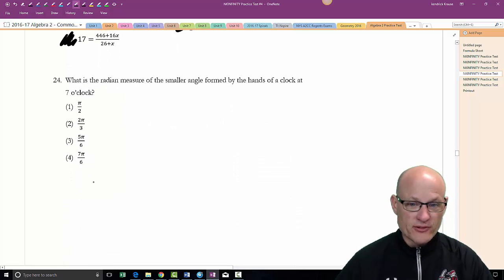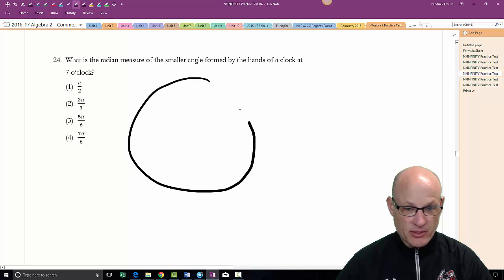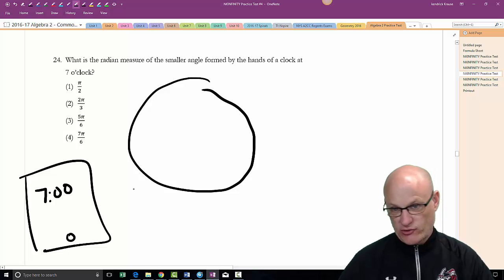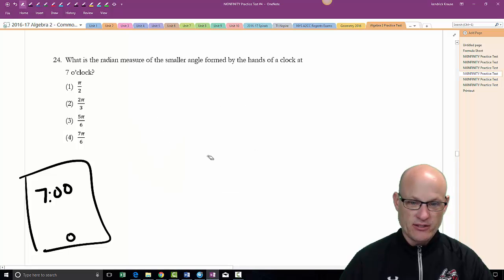This problem always freaks kids out. What is the radian measure of the smaller angle formed by the hands at 7 o'clock? First of all, the reason it freaks out most kids is because here's your clock, right? Looks like a smartphone with a little button down here, right? And it's 7 o'clock. What are you talking about angles on a clock? It says 7 o'clock on my iPhone. Yeah, you need to know how to use a regular clock for this problem.